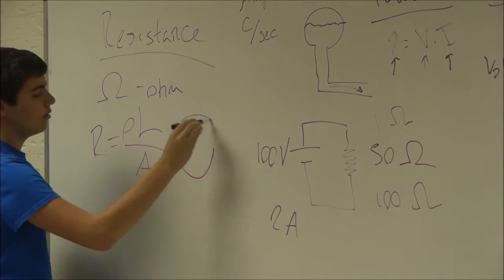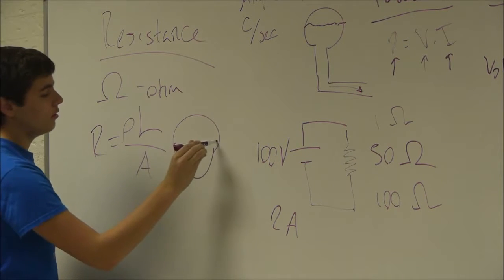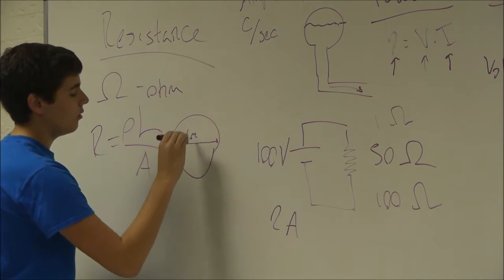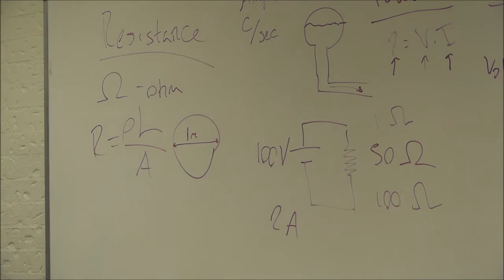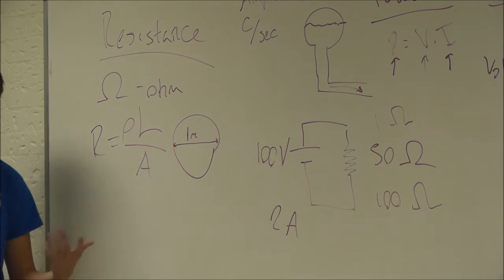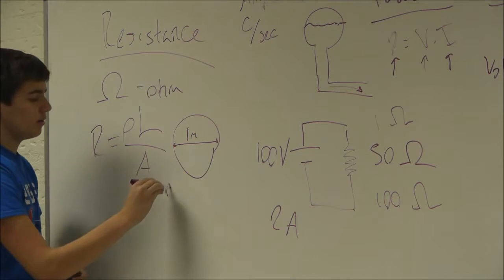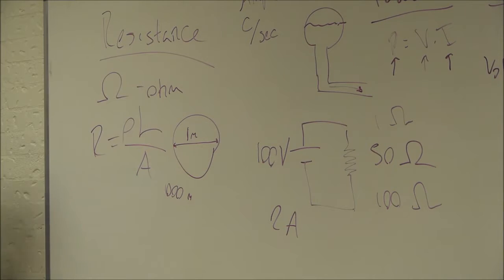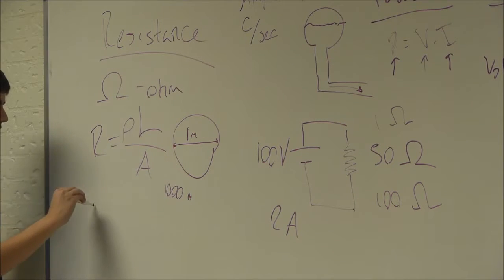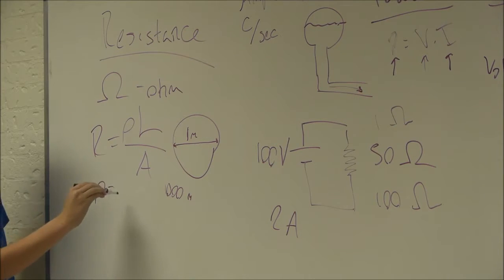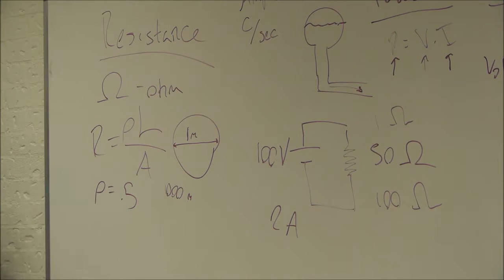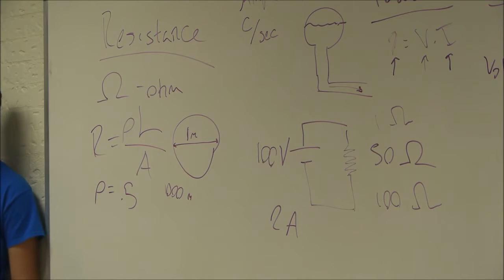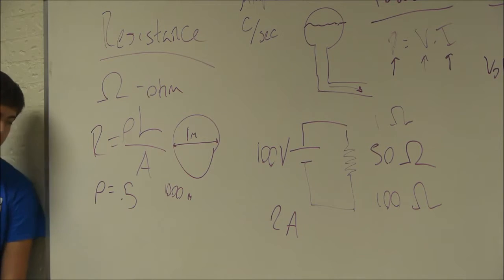So, let's say I have a wire going from point A to point B, and it's 1,000 meters. And I have a resistivity of 0.5. So what would my resistance be for that wire? You can use your calculator. Would it be 500? Yeah.